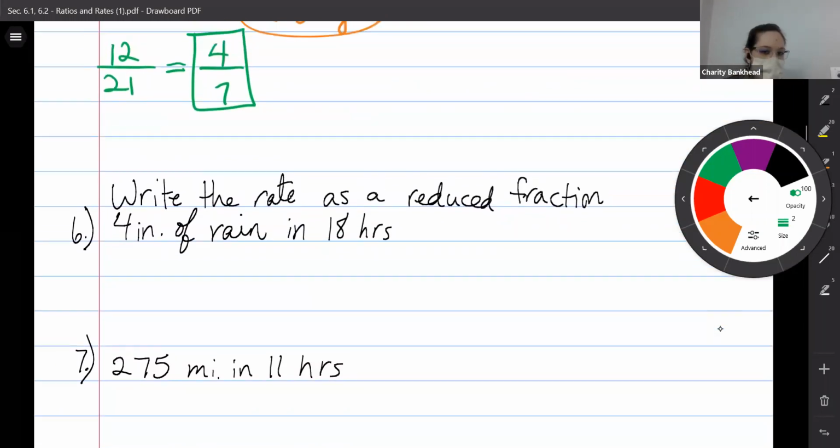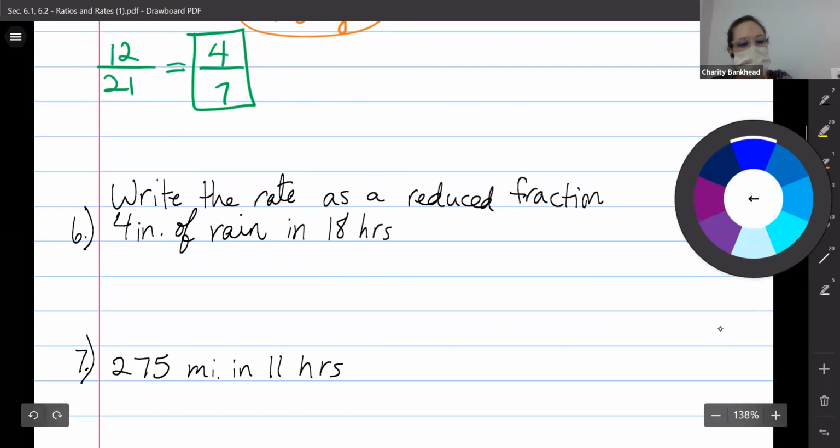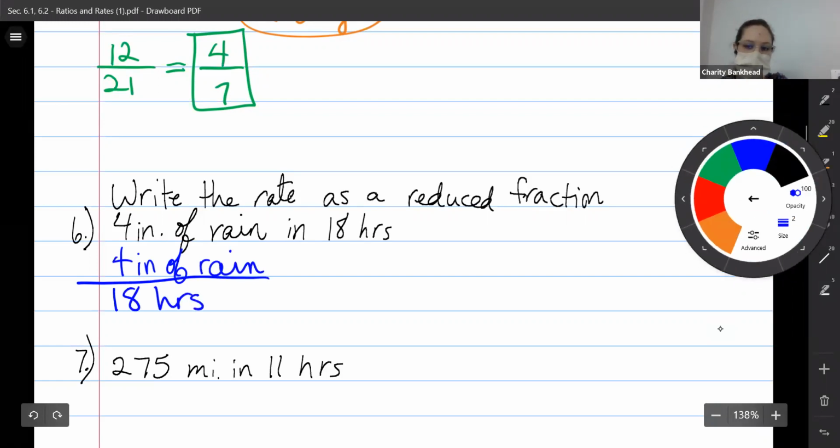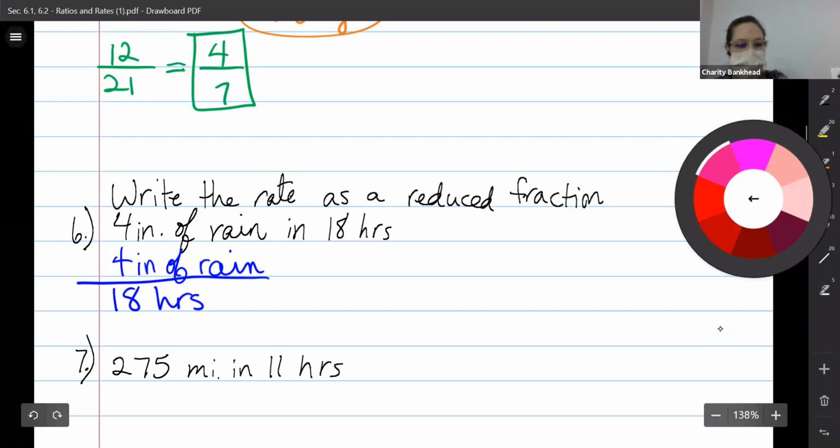Okay, so with a rate, you have 2 completely different units, unlike with a ratio where we had the same units. So we have 4 inches of rain over 18 hours. And then we're just going to reduce the numbers. So 2 goes into 4 2 times, and 2 goes into 18 9 times. So that's 2 inches of rain in 9 hours.